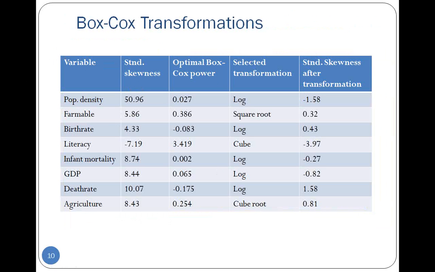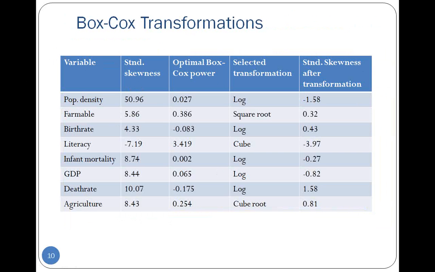I've also listed where it said selected transformation, what I decided would be, based upon the Box-Cox procedure, a reasonable transformation to do. Now, I don't believe, for example, in taking something like population density and raising it to the 0.027 power. However, something very close to that, something like a log, will help me get a good representation for the data. And you can also see over here in the far right what the standardized skewness was if I took my transformations, and in 5 cases I decided on a log, in 1 case a square root, 1 a cube root, 1 a cube.